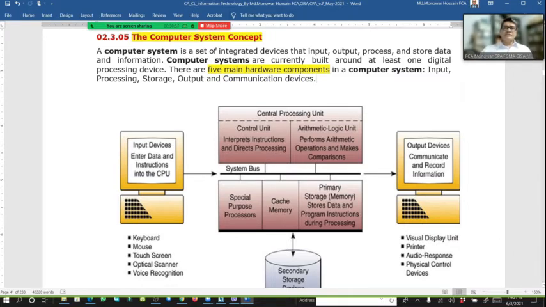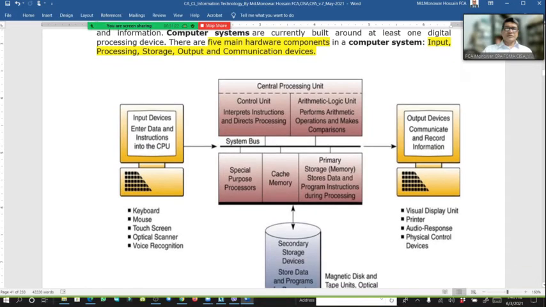So look here, this is a computer system. The components of a computer system are 5 main components: one is input, another processing, storage, output, and communication device. These 5 are the components of a computer system. So if we see here input, look here, input devices enter data and instructions into the CPU, the central processing unit.